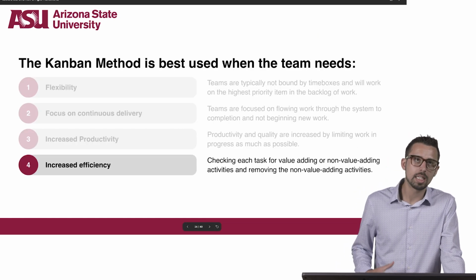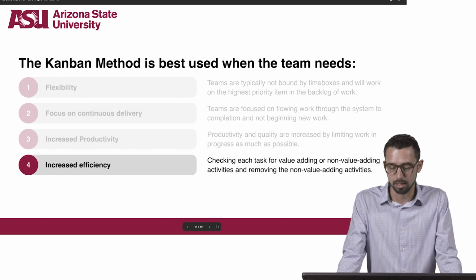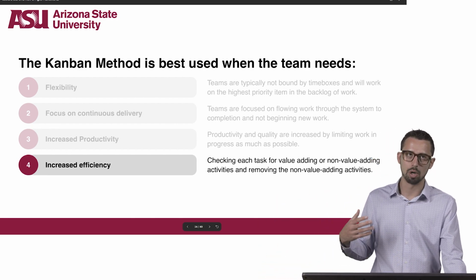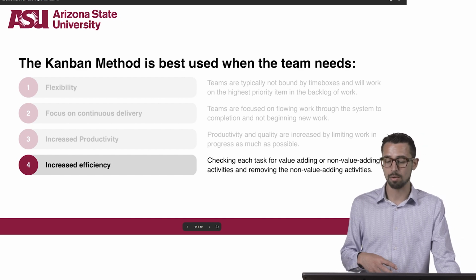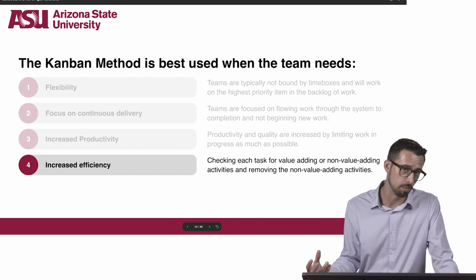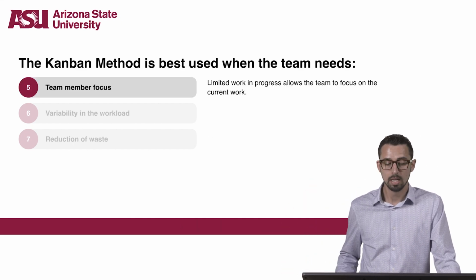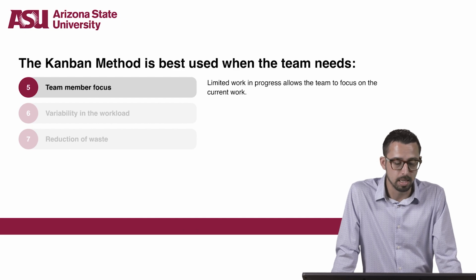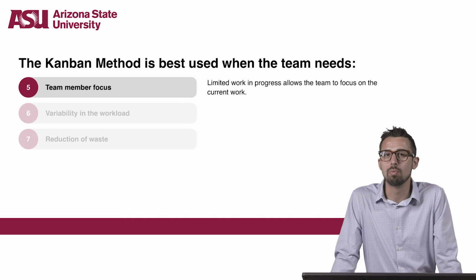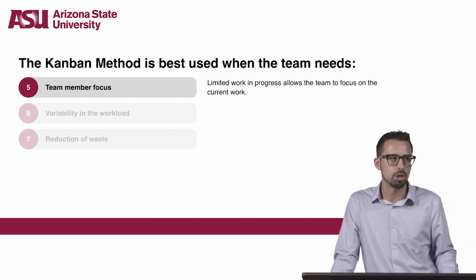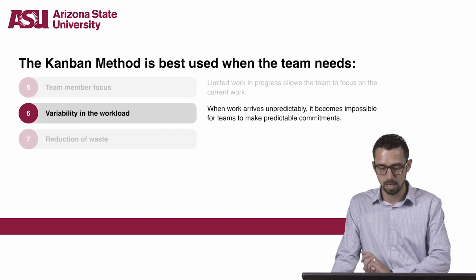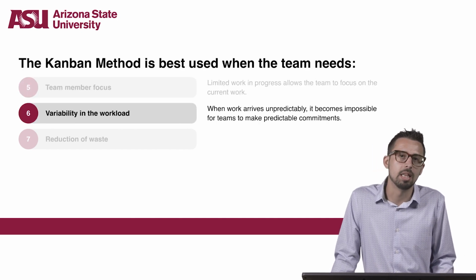And then increased efficiency is also important. Checking each task for value-adding or non-value-adding activities, and then removing the non-value-adding activities to optimize the workflow is really critical here. Team member focus is another one where Kanban might be best used. Limited work in progress allows the team to focus on the current work at hand. And then variability in the workload.